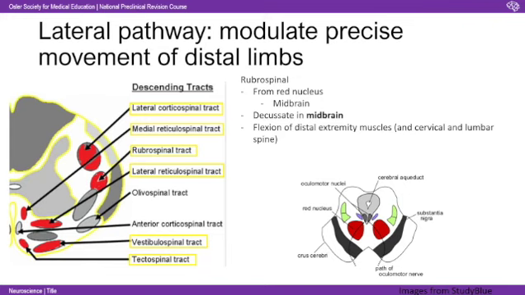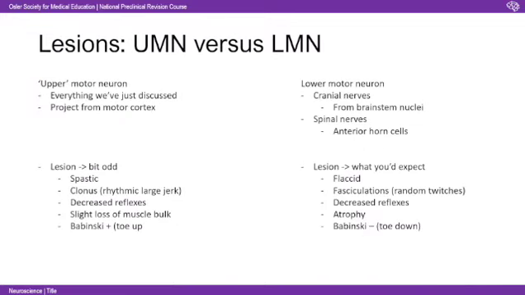the lateral pathway is the distal muscle. It shouldn't say distal limbs, it should really say distal part of the limbs. But these are your precise movements, and these are your distal muscles, as opposed to the medial, more proximal stuff. So that is the spinal cord summarized very briefly.